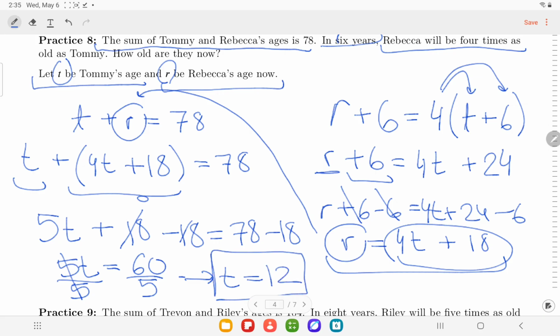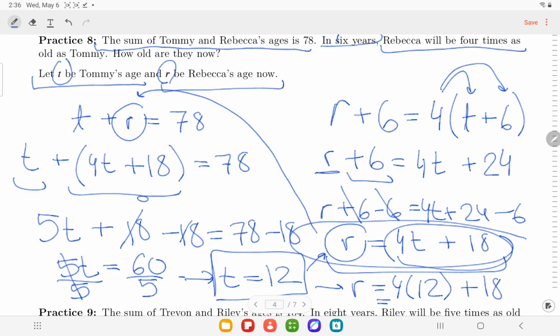So this is Tommy's age. And then to find Rebecca's age, we can plug the T into this equation here. So we will end up with R is 4 times 12 plus 18. And that's going to be 66. And so if you were to add 12 and 66, you get 78.